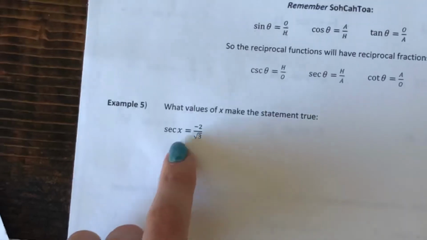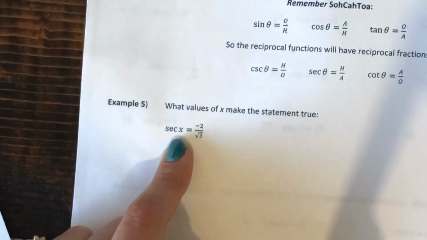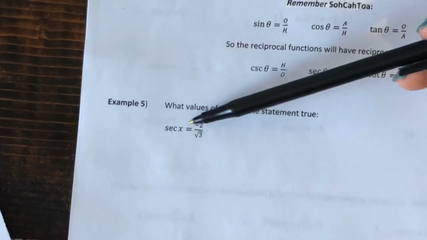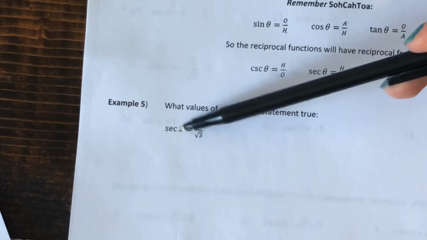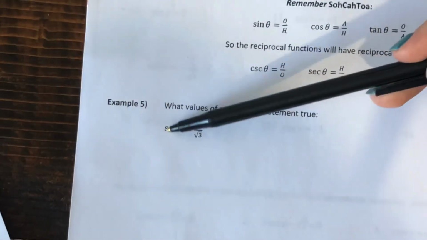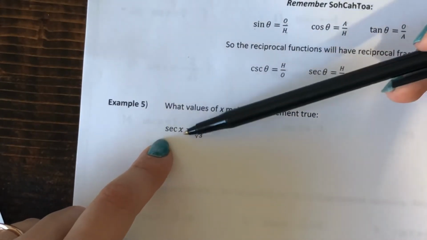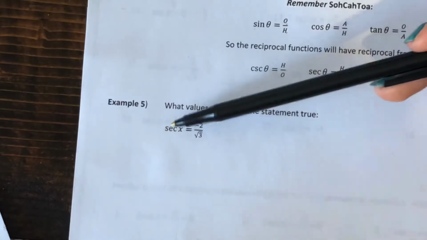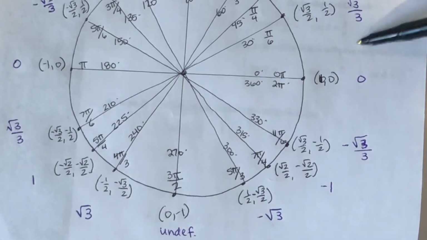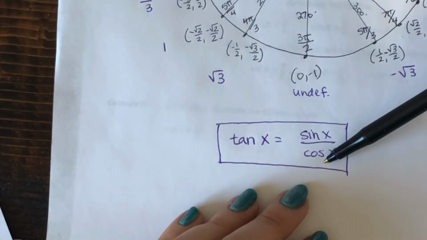So here we see we have a secant. Remember, secant is the reciprocal of cosine. So they're saying what value of x, so what would I plug in for x right here, that makes this a true statement? So what I do is I just flip it back to whatever its reciprocal function is, because on our unit circle, we don't have secant. We only have cosine, sine, and then we can get tangent. Remember, tangent is the sine value divided by the cosine value.